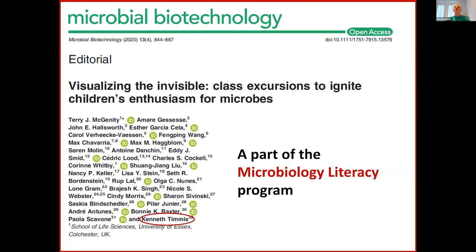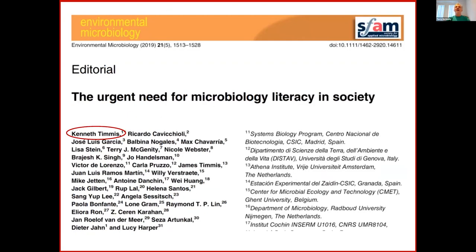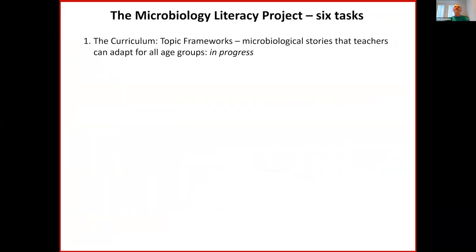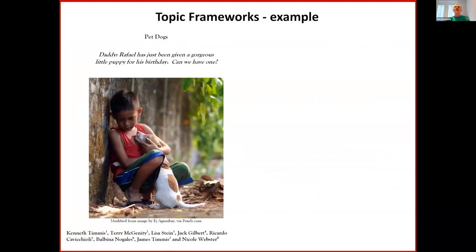Well, first of all, there's another editorial that preceded the excursions one, on the urgent need for microbiology literacy in society. Again, a big international group. And this is what the project is about. There's really six main tasks. The first is to develop a curriculum with all sorts of topic frameworks. And these topic frameworks are essentially microbiological stories that teachers can take and adapt for all age groups. And these are all in progress. And I'll just give you a little flavor for what these look like. They're on all sorts of topics. So this one is on pet dogs.